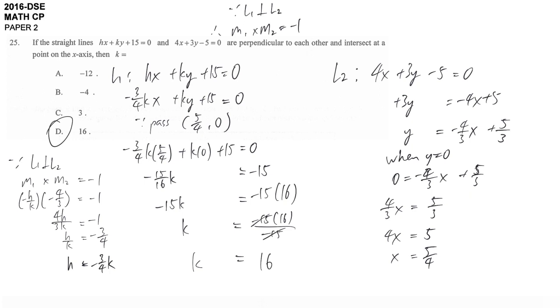The calculation is quite time consuming, but it's relatively straightforward. Whenever they say perpendicular, we are going to use this relation. And at the same time, they tell us it passes through that point, so we can find that point and substitute back inside. So only k is the unknown, and we can solve for k afterward.